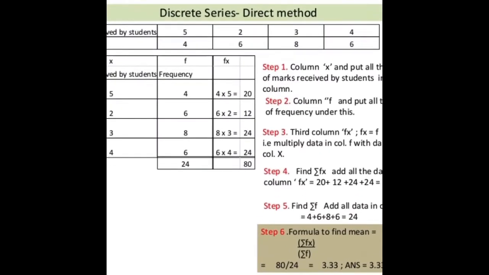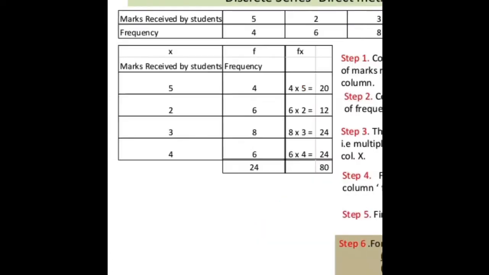We have used an example to elaborate it further. We write it in the form of a table or columns. So the first column represents x, all the values of x, that is marks received by students. In the second column come the frequencies, and in the last column fx. As you can see, we have multiplied 5 into 4 in order to get fx, which is 20, 2 into 6, that is 12, 3 into 8, that is 24, and 4 into 6, that is 24 again. When we add up these values, we get 80.